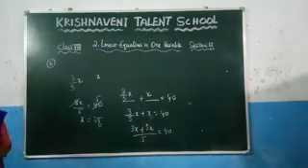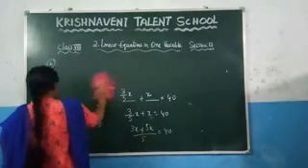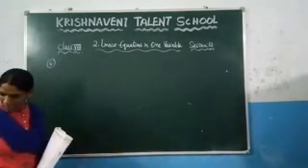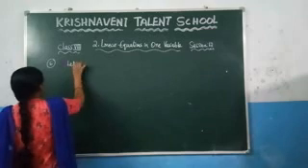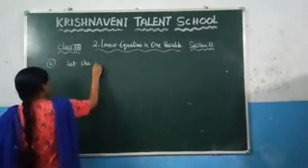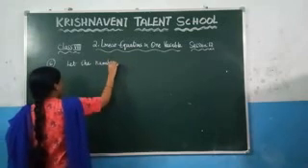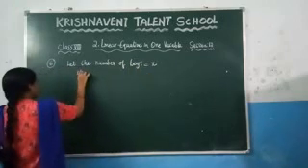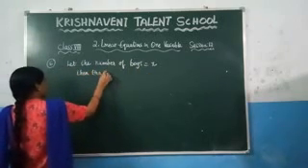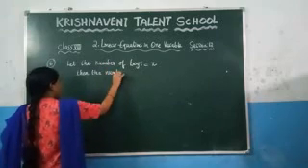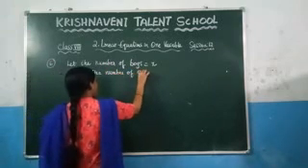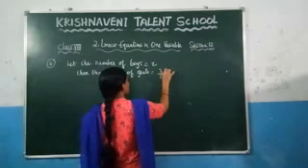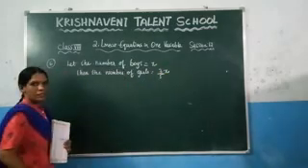Now write this problem. Let the number of boys be equal to x. Then the number of girls is 3 by 5 of the number of boys. Of is nothing but the multiplication. So 3/5 into x gives you 3x by 5.